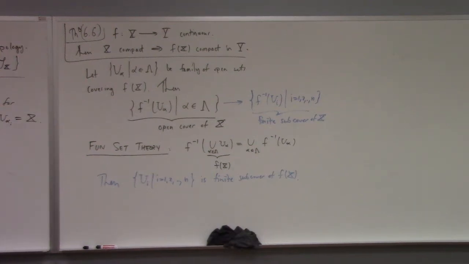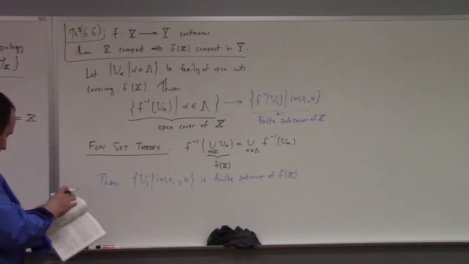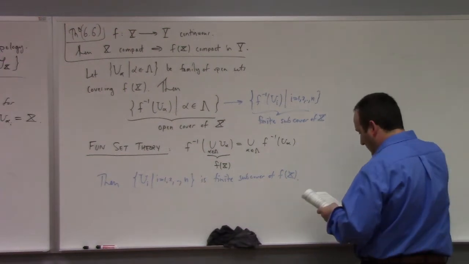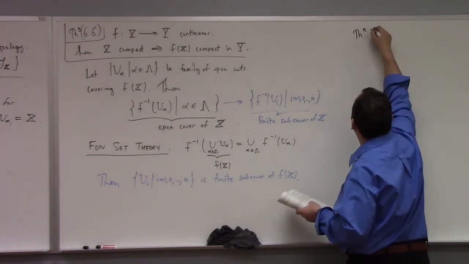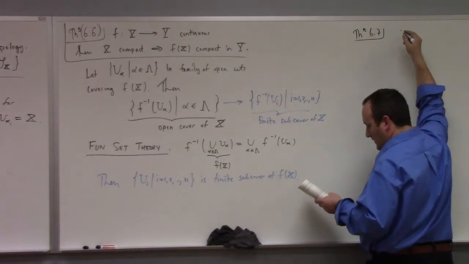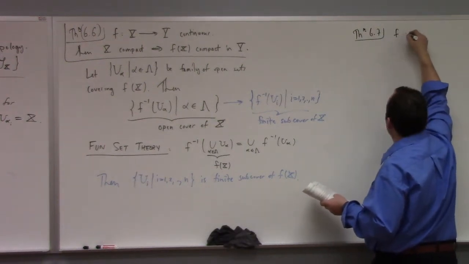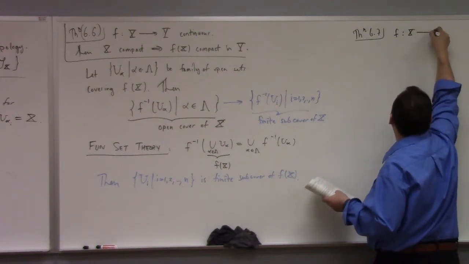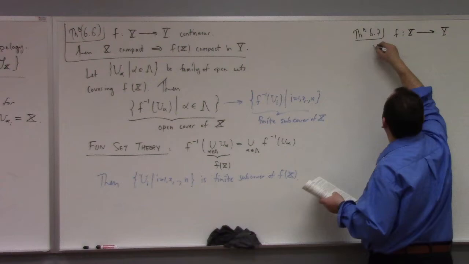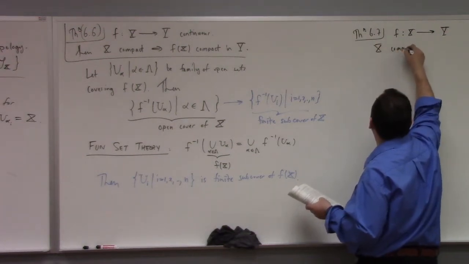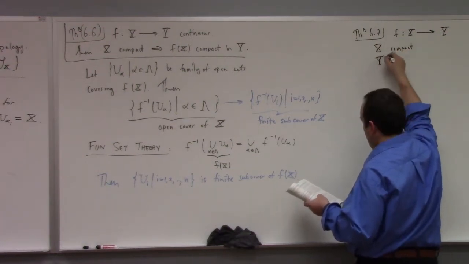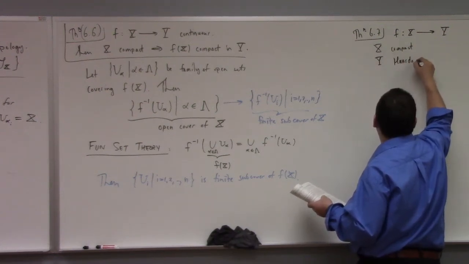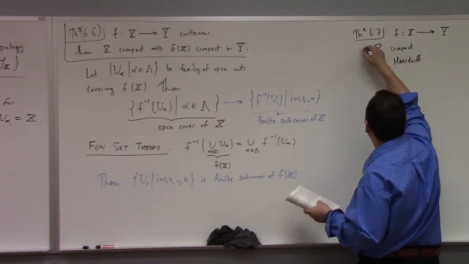So next up, see here, theorem 6.7. He says f continuous, so going from x to y, and so here x is compact, y is Hausdorff. So these are our terms and conditions.